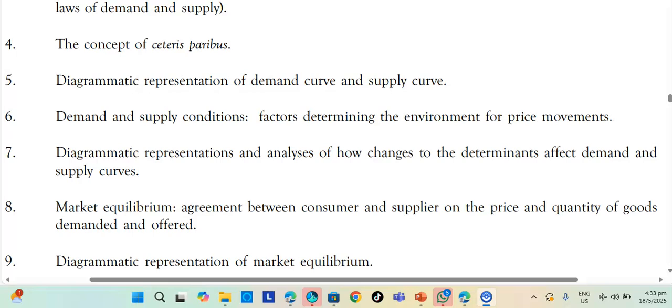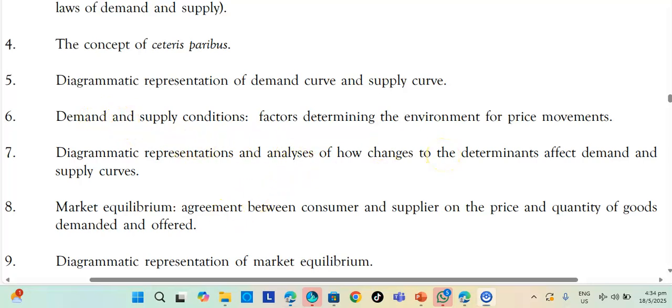Another factor that we could look at is seasonal factors. Some goods have higher demand in certain seasons. For example, let's look at the demand for umbrellas. The demand for umbrellas will increase in rainy season. The demand for ice cream will increase in summer. All right, because it's hot. So those are some of the factors that affect demand conditions and supply conditions.